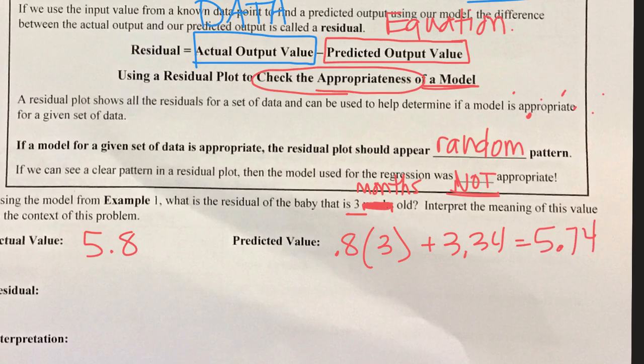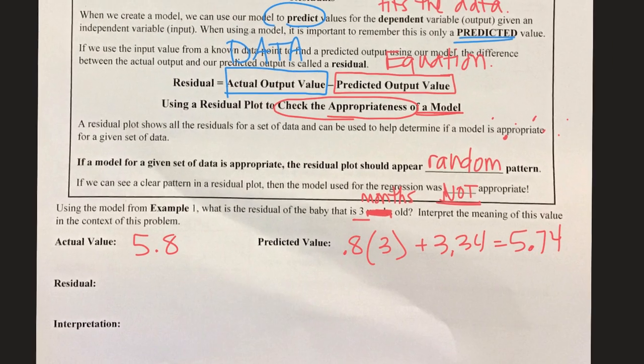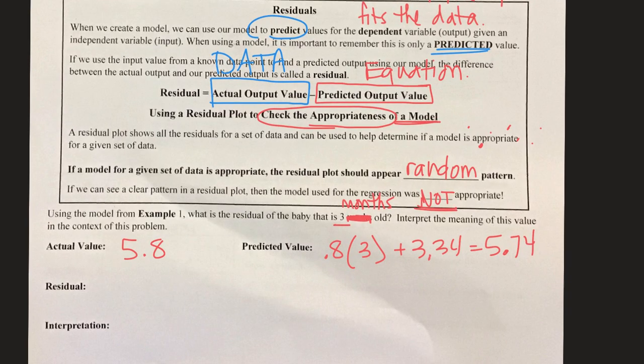5.74. So we have the actual value from our data of a 3-month-old baby, and we've calculated it at approximately 5.74. If we do the actual minus the calculated, we get 0.06. So the interpretation is it's pretty good. It's only 6/100ths of a kilogram apart from where it's supposed to be.